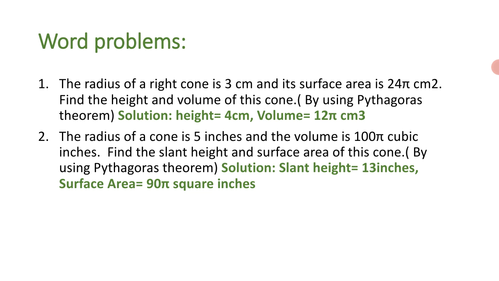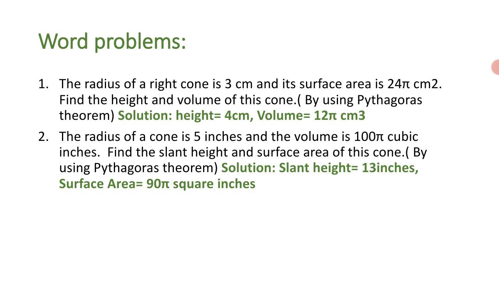The second question is: the radius of a cone is 5 inches and volume is 100 pi cubic inches. We should find the slant height and the surface area of the cone. This is the opposite of the first question. Here radius is given, volume is given.